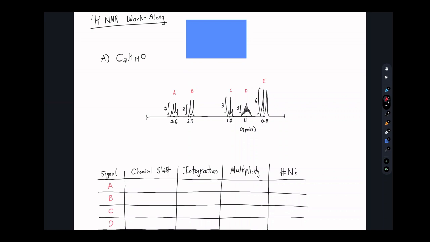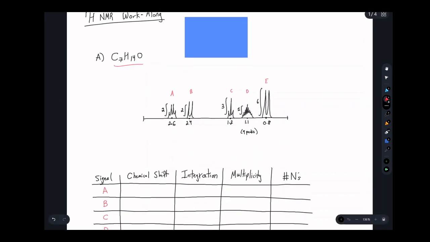Starting with a relatively straightforward one, although definitely a step up from our ethanol in the last video, we have a molecule here, C7H14O. Now, if we were to try to draw all the constitutional isomers of this molecule, we'd have a lot to choose from. It'd be very difficult. Luckily, NMR is going to give us the exact chemical structure.